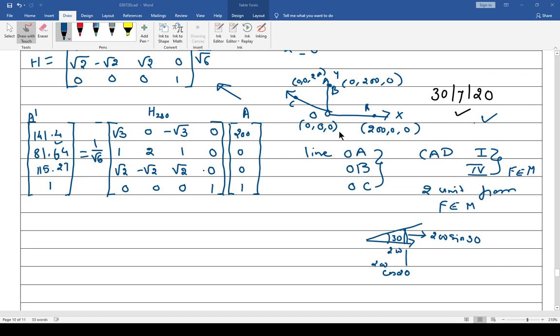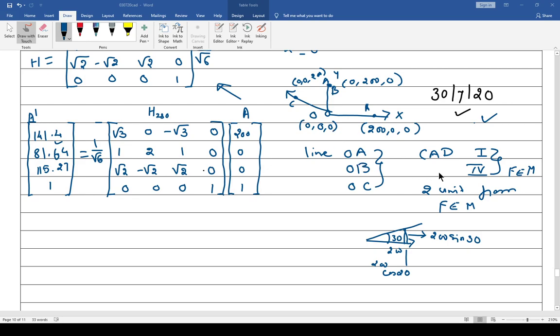Then sqrt 2 by 6 I require. So that will be 2 divided by math.sqrt of 6. And now I need sqrt 2 by 6, that will be equal to math.sqrt, that will be 2 divided by 6.